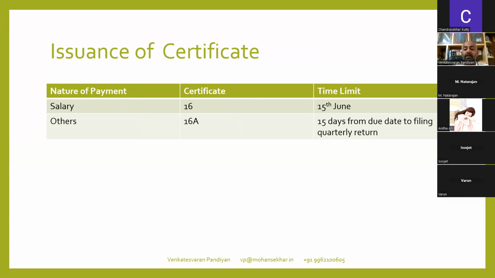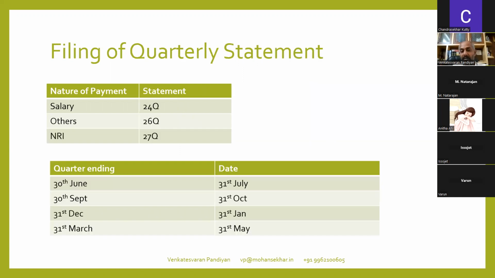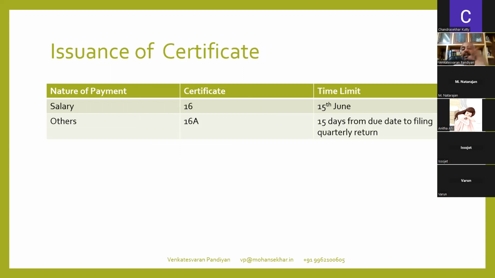So what does it mean? For the first quarter, you have time till 31st of July to file the quarterly return. Then 15 days from that, that will be 15th of August. Similarly for all other quarters, it will be 15th of November, 15th of January, or 15th of May. So that is the due date for Form 16A.